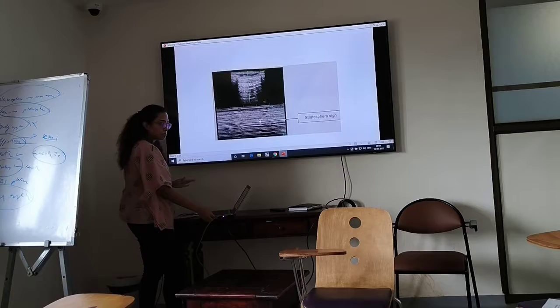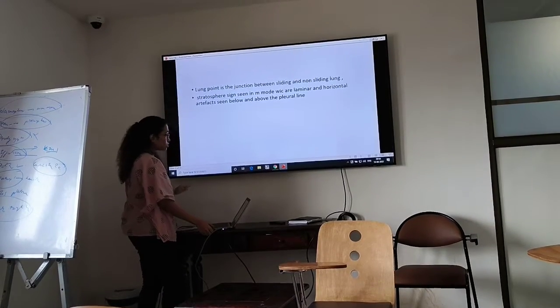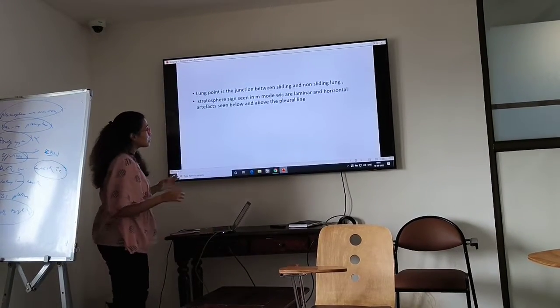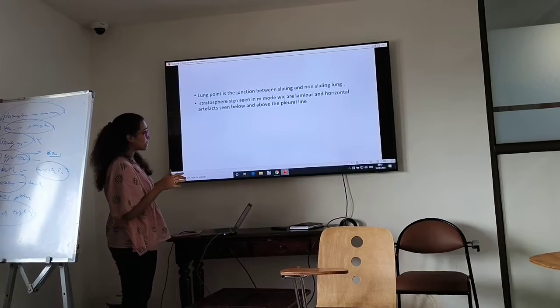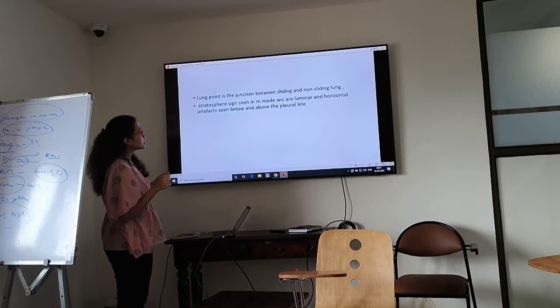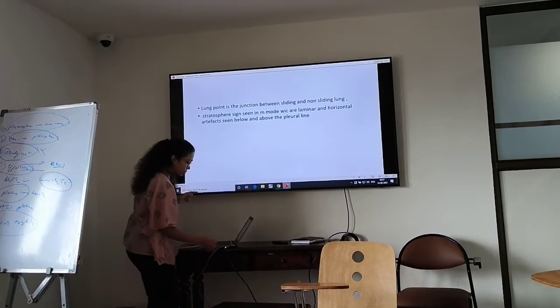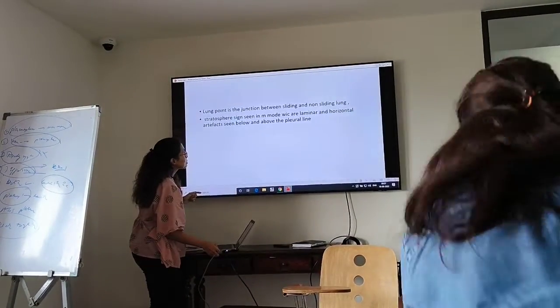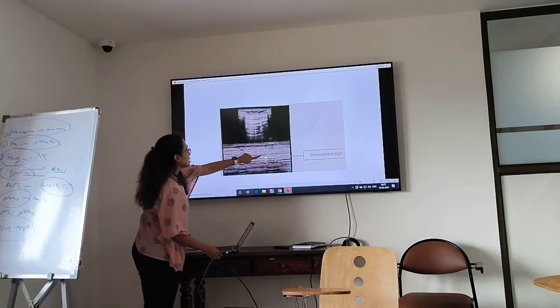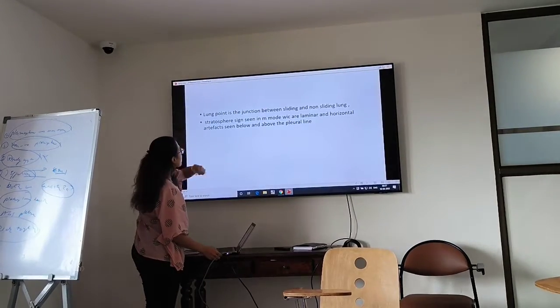So the stratosphere sign is what we see in pneumothorax. So what is the stratosphere sign? The lung point is the junction between sliding and non-sliding lung. And the stratosphere sign is seen in M mode, which are laminar and horizontal artifacts seen below and above the pleura. This is the stratosphere sign that we see.